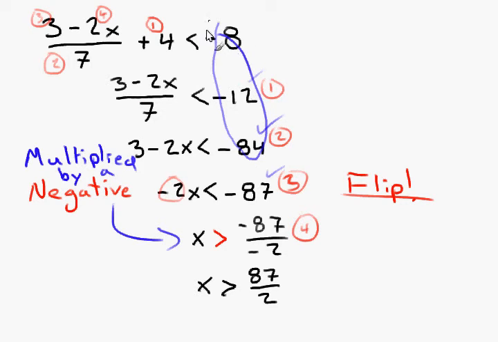Multiplication by a positive, we're fine. The fact that we are working with negative numbers, we're fine. It's that multiplication by a negative that means we need to flip the inequality.